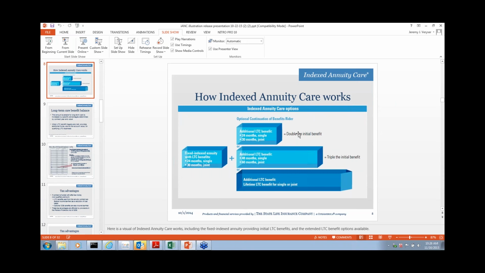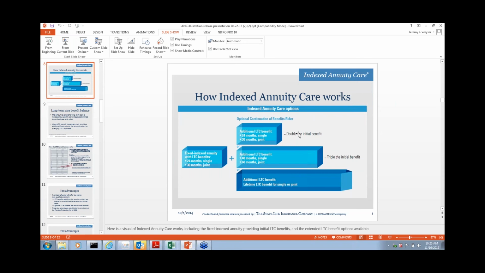lump sum cost. So maybe out of the $150,000, maybe $40,000 pays for the lifetime rider, and the other $110,000 goes into the index annuity. So the downside is you've taken 40 grand out already, and you've purchased that rider. The upside is there's no more ongoing premium; it's just one and done.